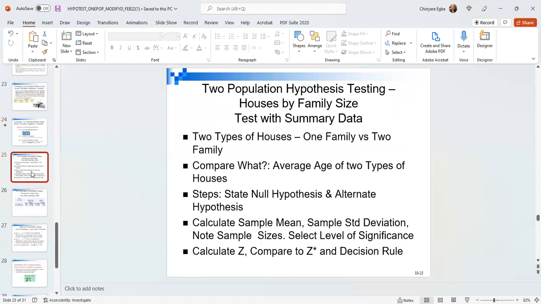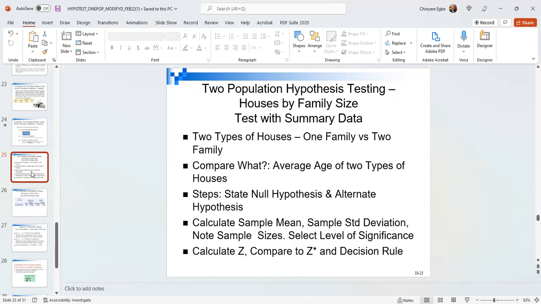The first thing, I'll use an example here. Let us say we have a two population hypothesis testing houses by family size. You have lived in New York, and so you see some houses have one family and two family dwellings. And so if a house is constructed to be a one family dwelling, and other houses are constructed to be two family dwellings, is there a difference in the family size of people that live in those kinds of houses?